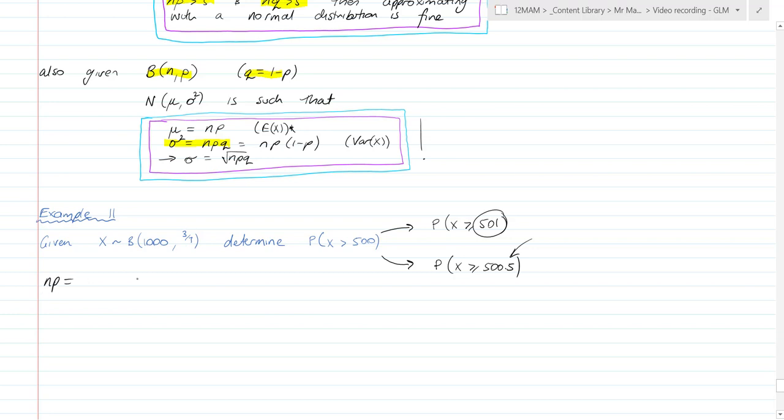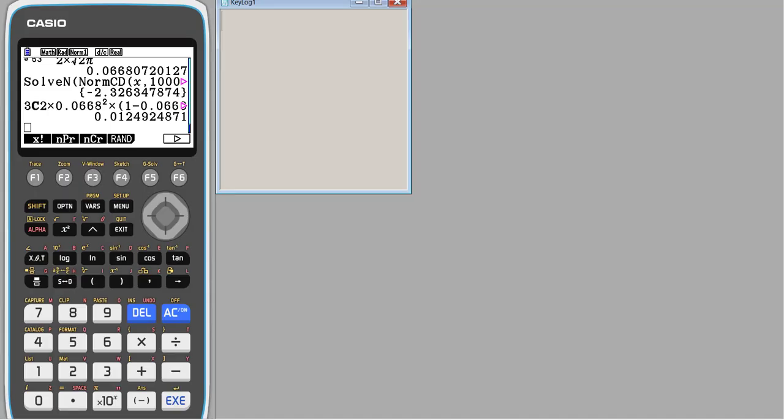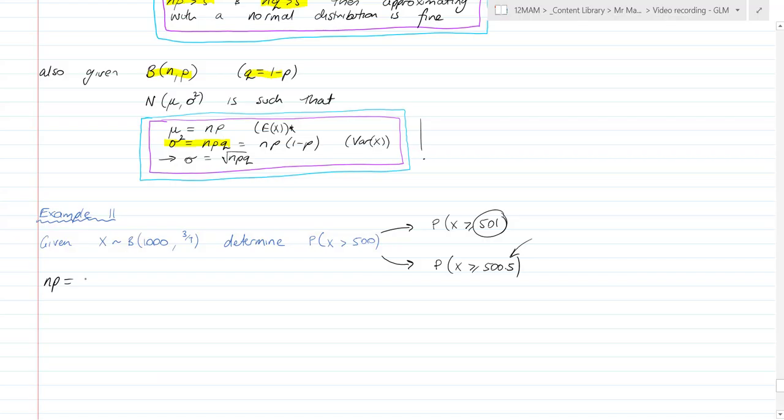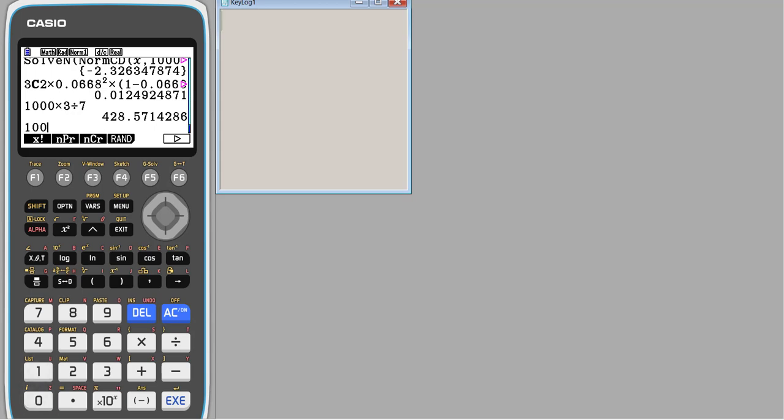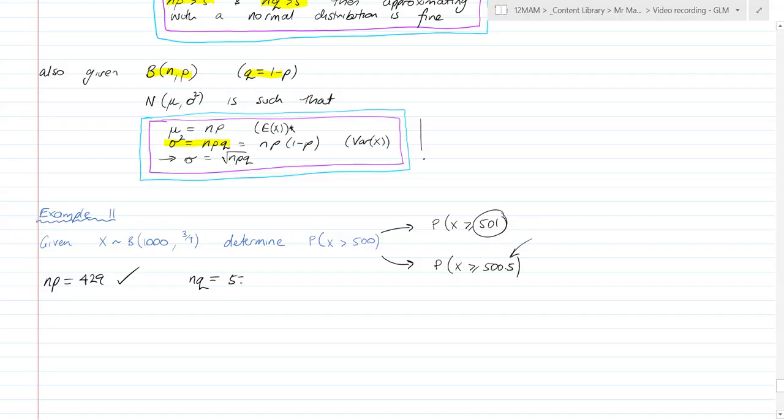np is equal to 1,000 times 3/7, which is about 420, but I better calculate it. 1,000 times 3 divided by 7 is 429, we'll say. So that's 429, which is greater than 5. Excellent. And nq is equal to 1,000 times 4/7. This is even larger, which means we don't really have to write this down, but I'll do it anyway just to show you. 1,000 times 4 divided by 7, and this is 571 approximately. So we're all good to use the normal approximation.